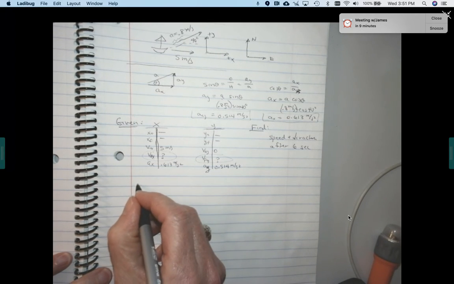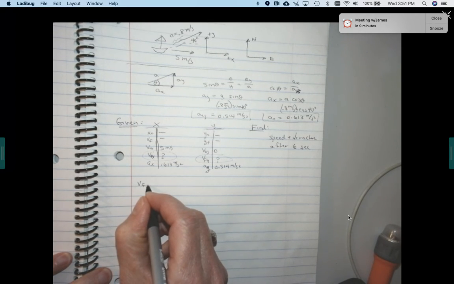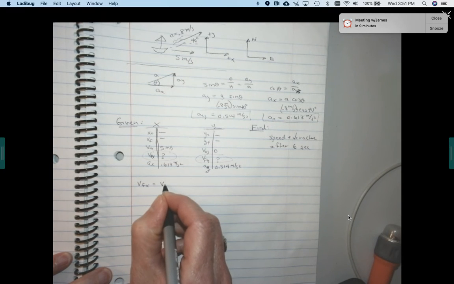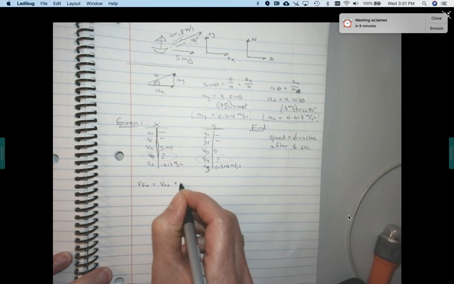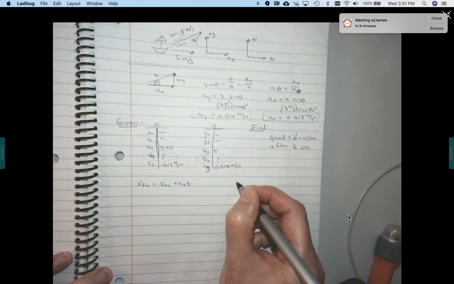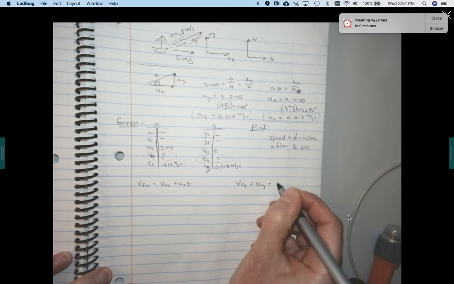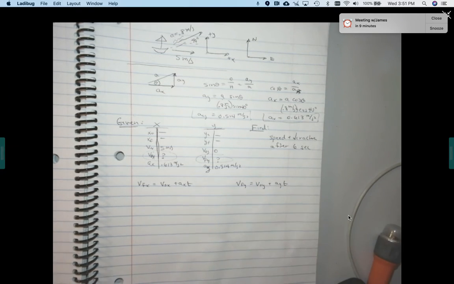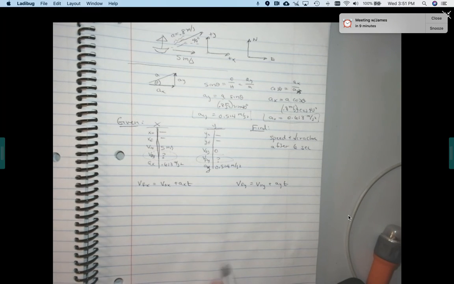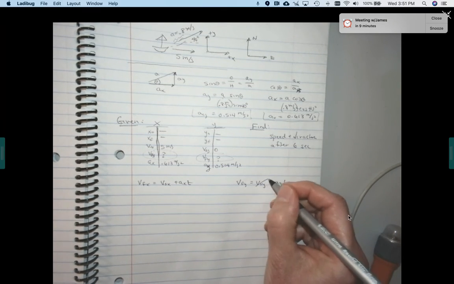Okay, so the equations that we're going to use are the velocity equations. So v final x is v initial x plus a_x t. And then we have the same thing for y. V final y is v initial y plus a_y t. Okay, and then we can cross out anything that's 0. So v initial y is 0. That goes away.